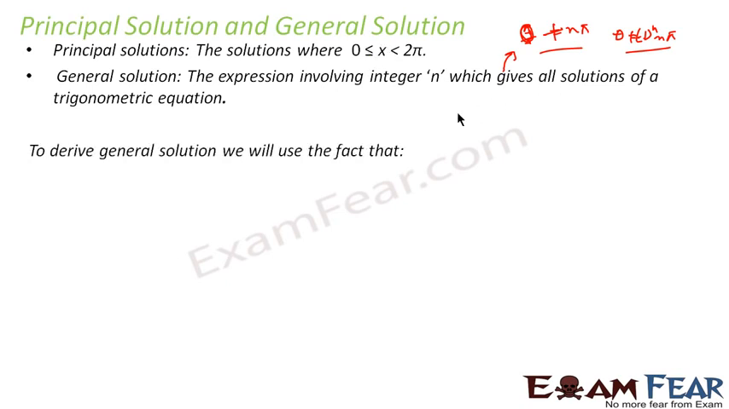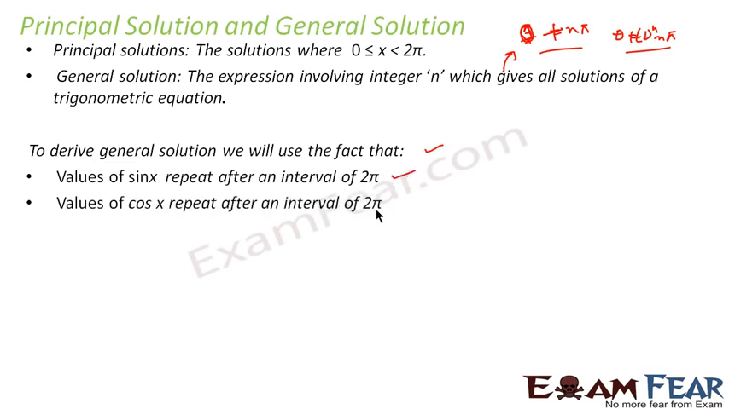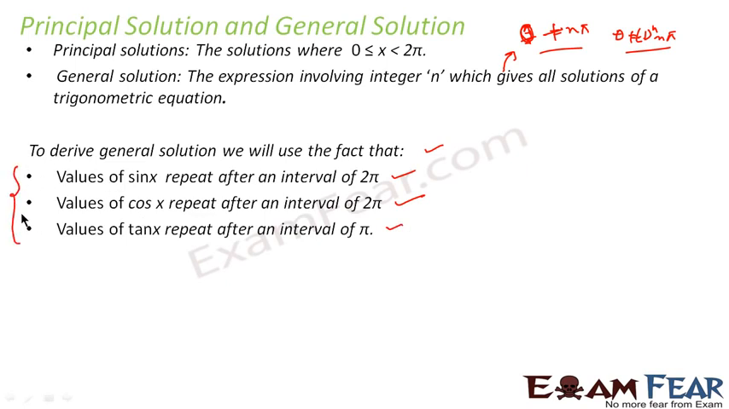To derive the general solution we will use the fact that the value of sin x repeats after 2 pi, the value of cos x repeats after 2 pi, and the value of tan x repeats after pi. We have shown this using graphs in our earlier videos, so please watch that if you have not watched.